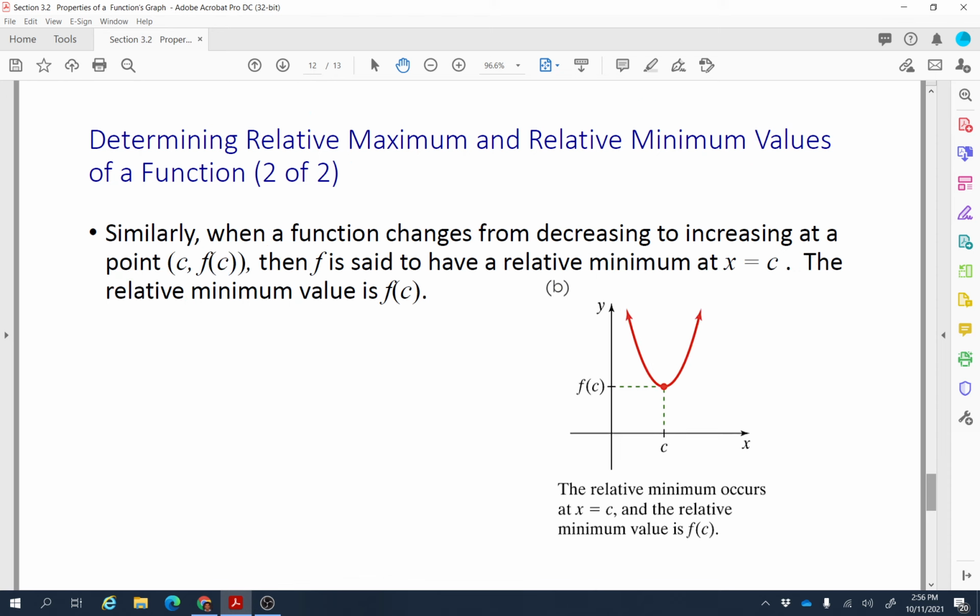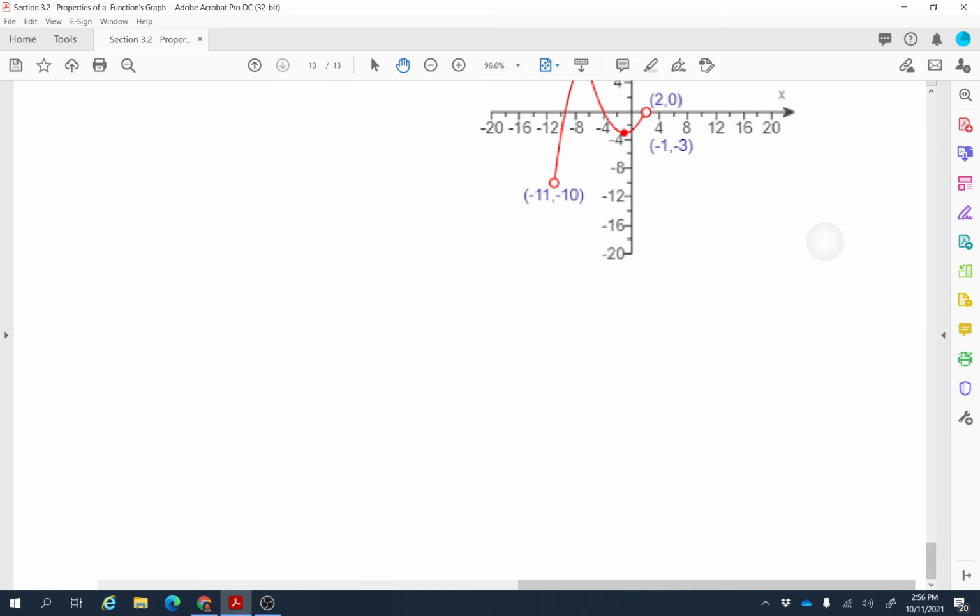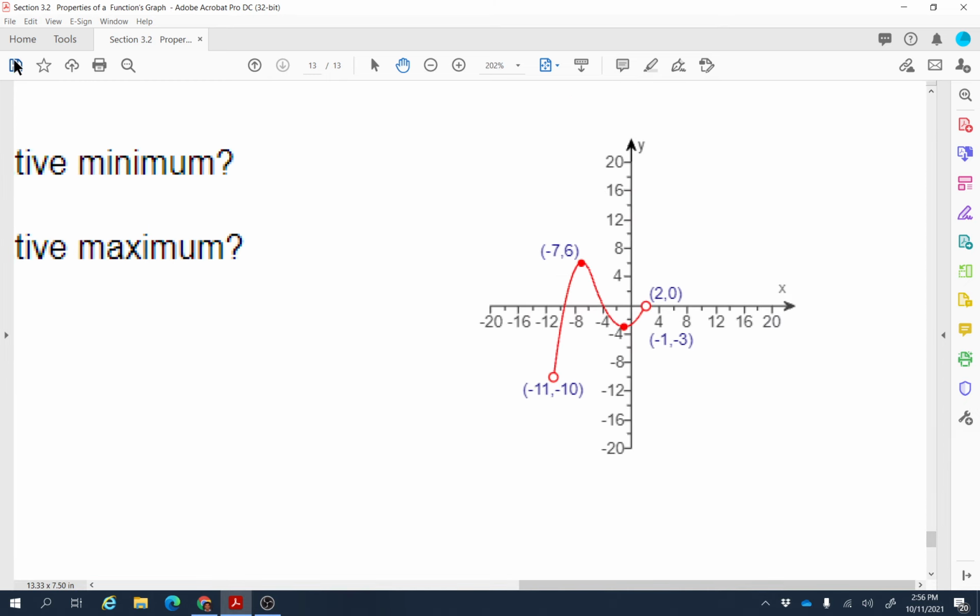Similarly, if the function is going down and after some point the function starts growing, then that point is called a relative minimum. One example, if we zoom in on this graph here, we need to find out where the graph is increasing, and where the graph has a relative maximum or relative minimum. To the left of -7 the graph is increasing, and right after -7 the graph is decreasing. So -7 comma 6 is a relative maximum point.